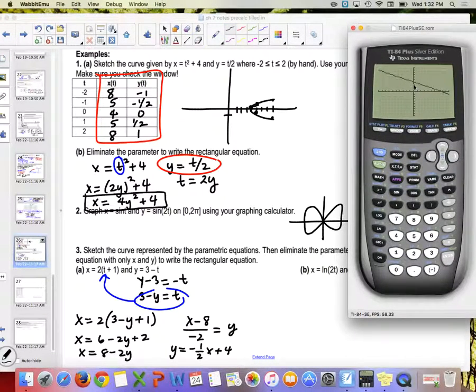Does it look like it has a y-intercept of 4? Yeah. Does it look like it has a slope of -1/2? Down 1, right 2, down 1, right 2? Yes. Okay, so we've eliminated the parameter correctly.